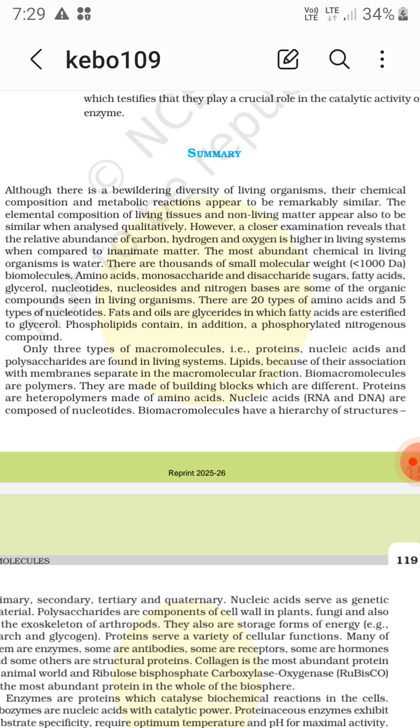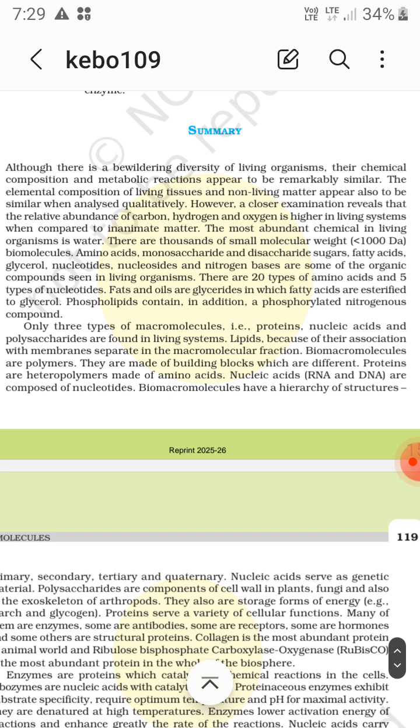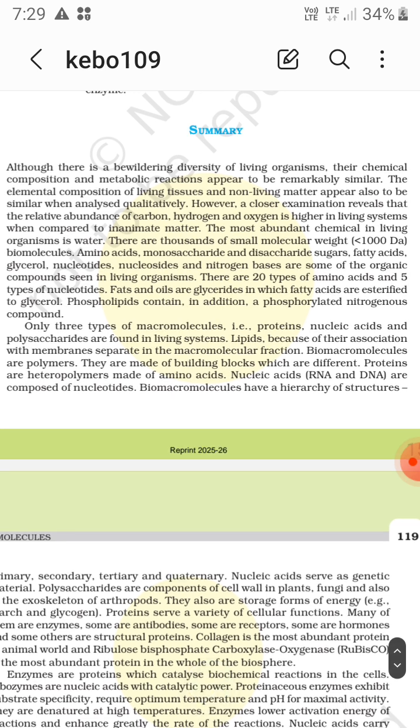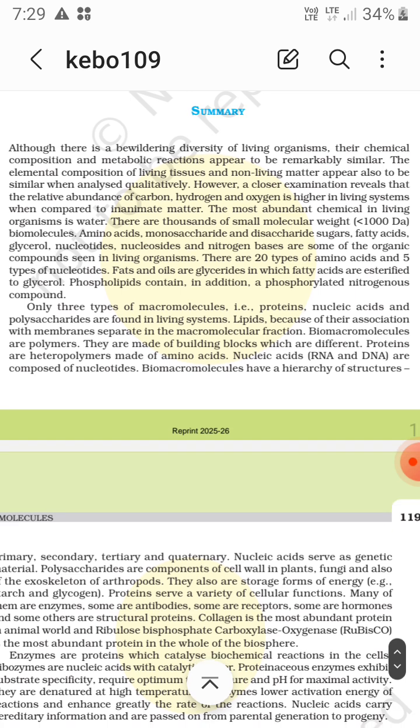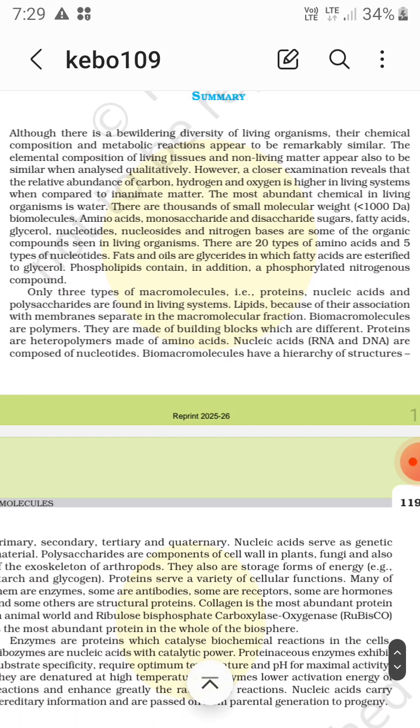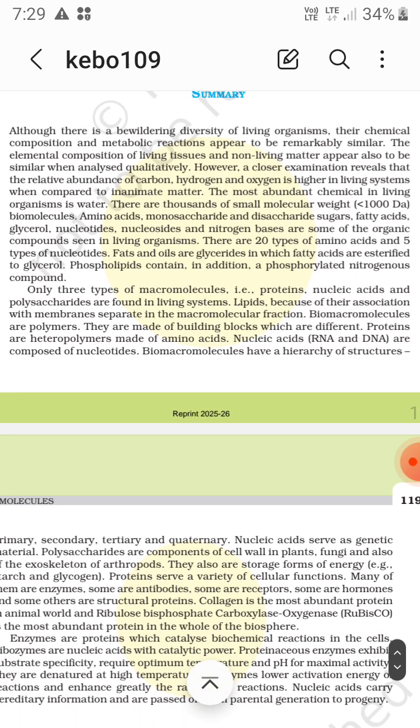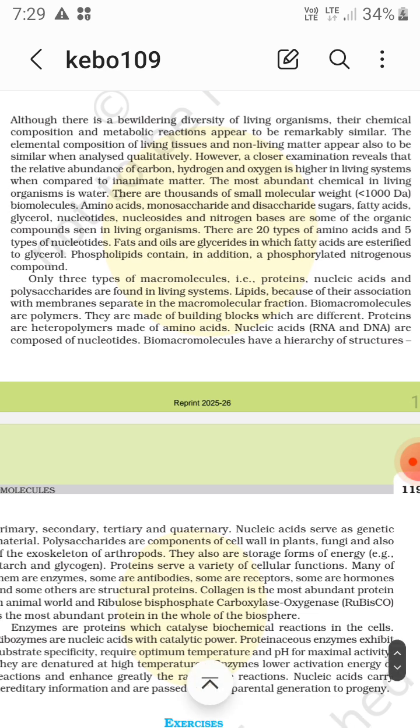There are thousands of small molecular weight, less than 1000 Dalton, biomolecules: amino acids, monosaccharides, disaccharides, sugars, fatty acids, then glycerol, nucleotides, nucleosides, and nitrogen bases are some of the organic compounds seen in living organisms, right? Now there are 20 types of amino acids and 5 types of nucleotides.